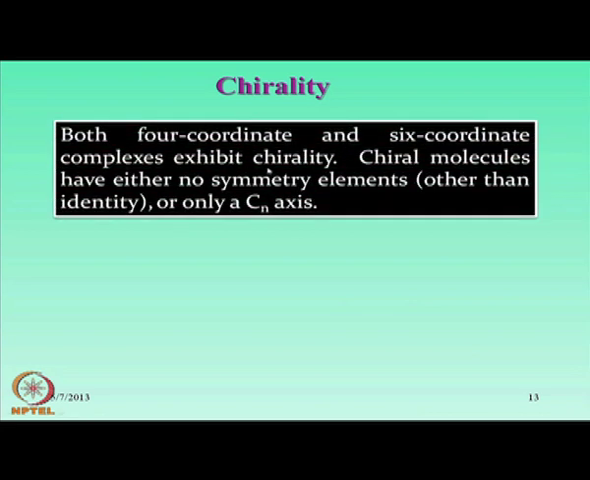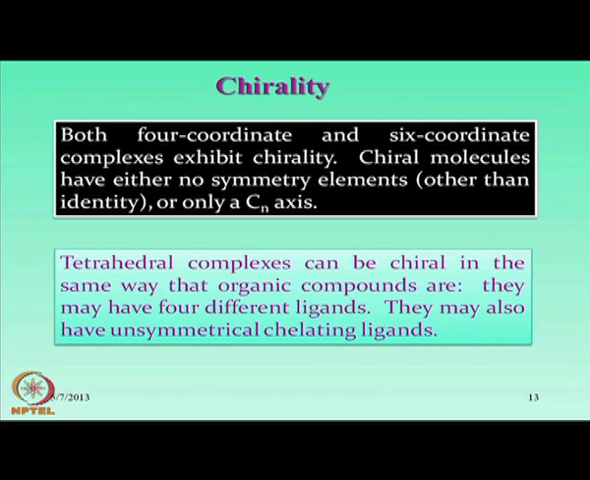So, from there we just find what we can see for the corresponding chirality of the molecules. So, the chirality of the molecule will be coming for the 6 coordinate geometry also, but for the 4 coordinate as well as the 6 coordinate complexes they exhibit chirality, and these molecules have either no symmetry elements other than the identity element, that means the E operation, or only a Cn axis. If they have only the Cn axis and do not have any other symmetry element, then we consider these molecules as their corresponding chiral analogs.